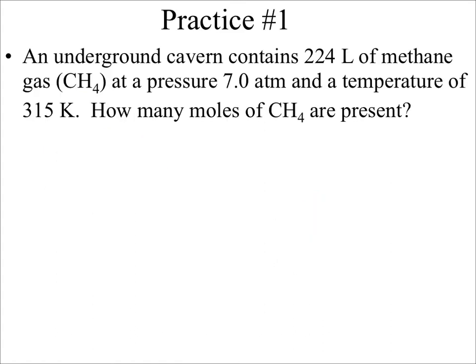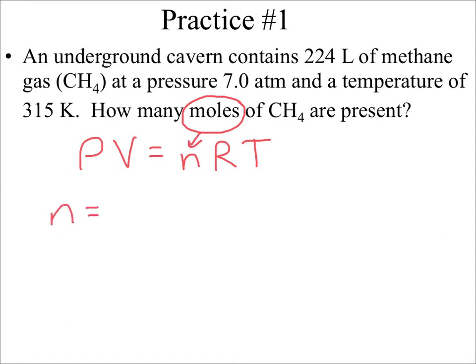So let's try a problem. An underground cavern contains 224 liters of methane gas at a pressure of 7 atm and a temperature of 315 Kelvin. How many moles of CH4 are present? Okay, we know that it's an ideal gas law problem because of the word moles. It's the only equation we have that uses moles. So we're going to start with our PV equals nRT. Moles is n, so I'm going to rearrange it. n equals PV over RT.